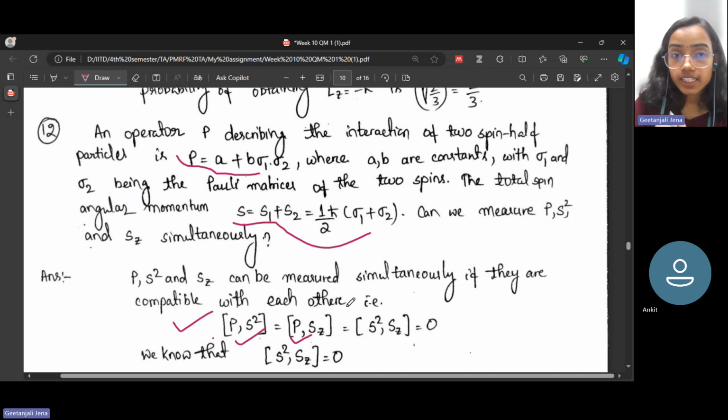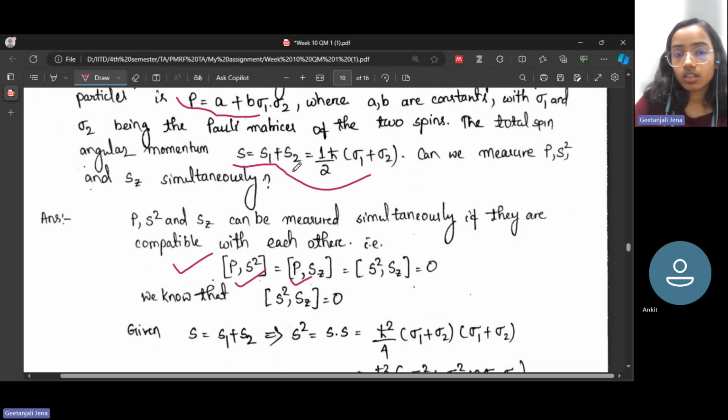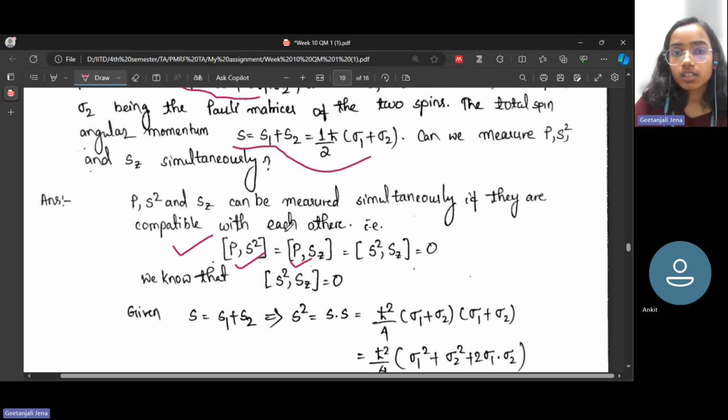So now let us express P in terms of the operator whose eigenvalues are known to us. P is given by A plus B sigma 1 dot sigma 2. We don't know the eigenvalue for sigma 1 dot sigma 2. So we can express sigma 1 dot sigma 2 in terms of the operator whose eigenvalues are known to us. For that, S is given as S equal to S1 plus S2.